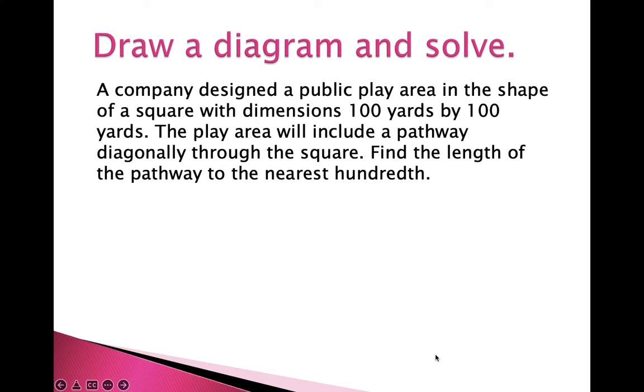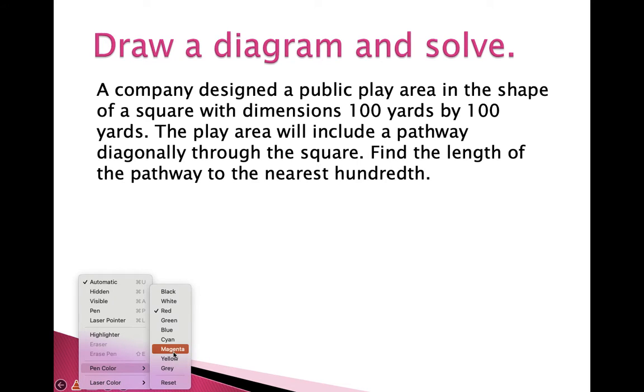In this part of the Pythagorean theorem video, we will see how we can solve word problems using a right triangle and the Pythagorean theorem. In this example, a company designed a public play area in the shape of a square with dimensions 100 yards by 100 yards. The play area will include a pathway diagonally through the center of the square. Find the length of the pathway to the nearest hundredth.